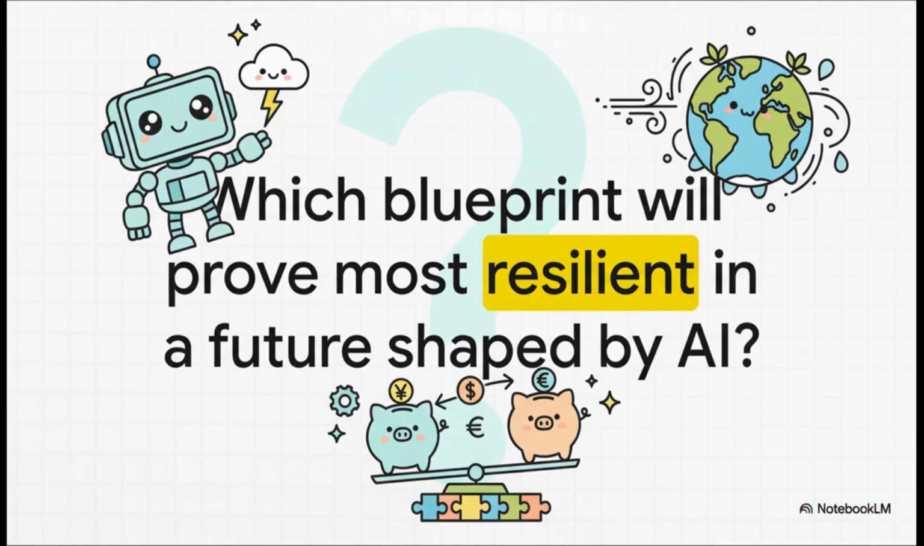And this leaves us with a critical, forward-looking question. As the entire world grapples with massive shifts like artificial intelligence and climate change, the effectiveness of each of these models is really going to be put to the test. Which system is best equipped to adapt and thrive in the coming decades?